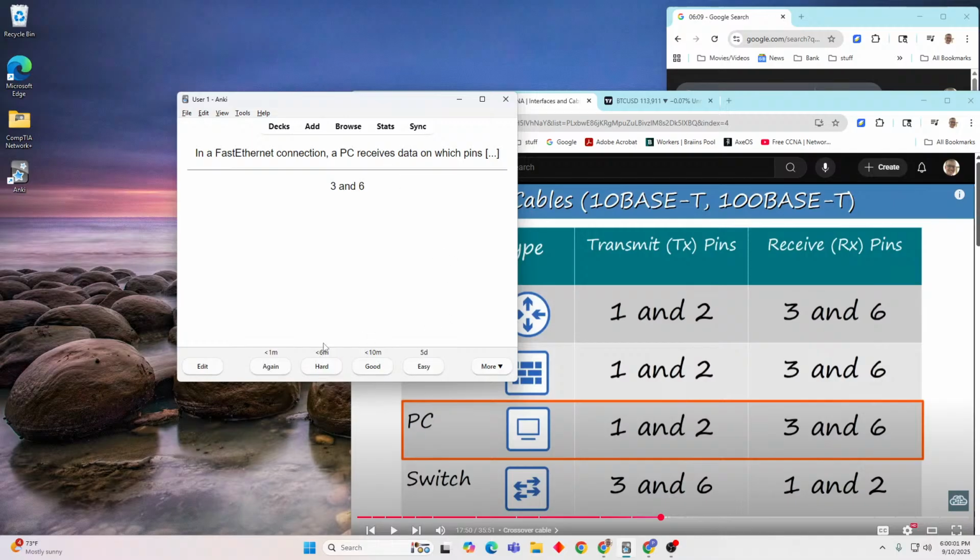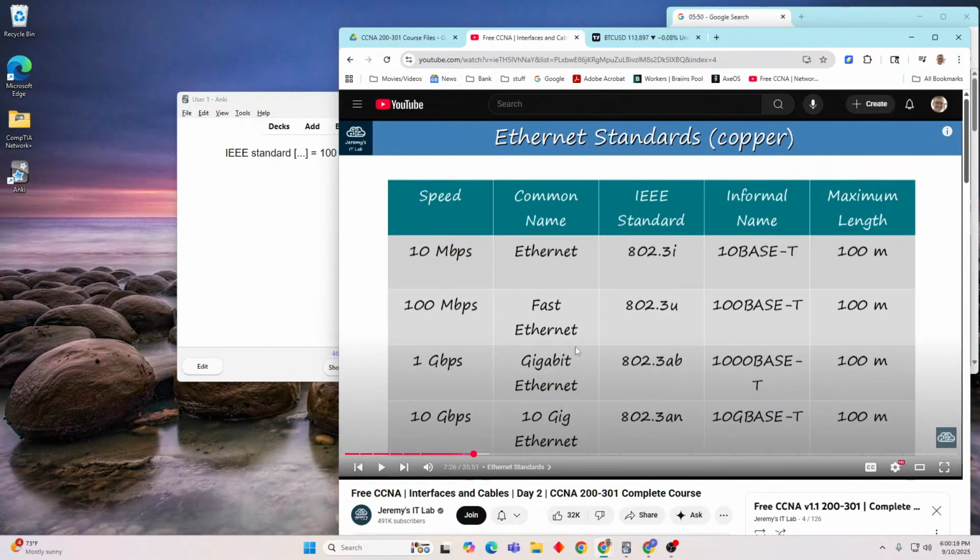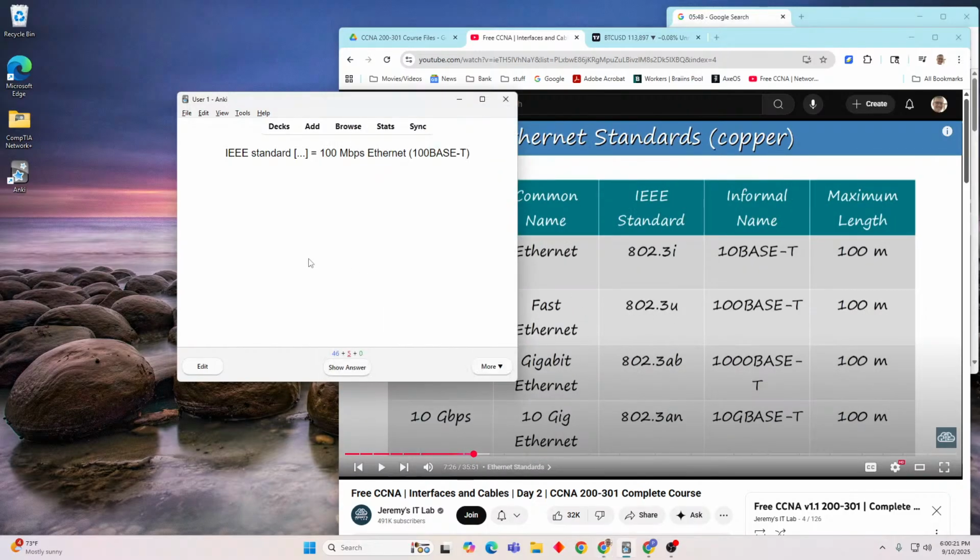Okay. I don't want to see it again today. IEEE standard equals 100 megabits per second. The IEEE standard, I know what I'm looking for. It's 802.3u. That's the same as what I'm using here at home. I don't want to see it again for a day at least.